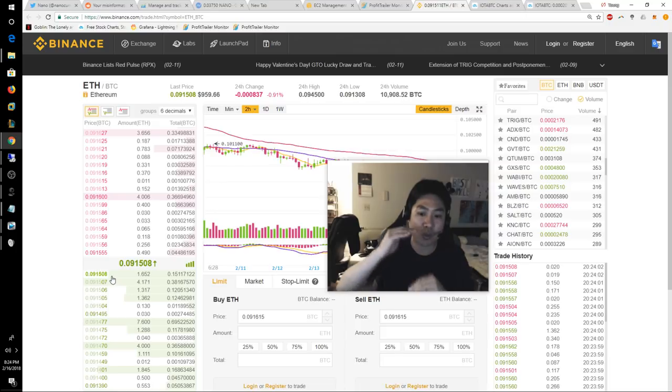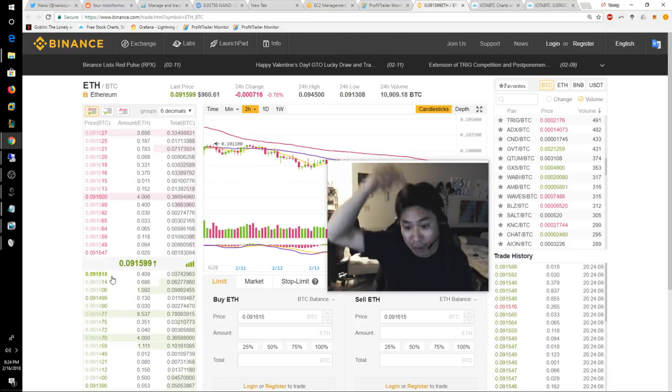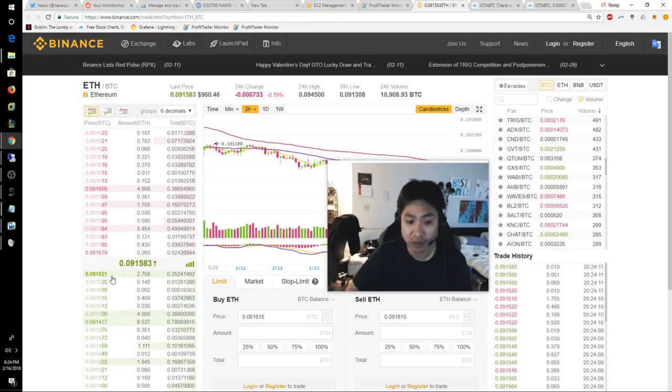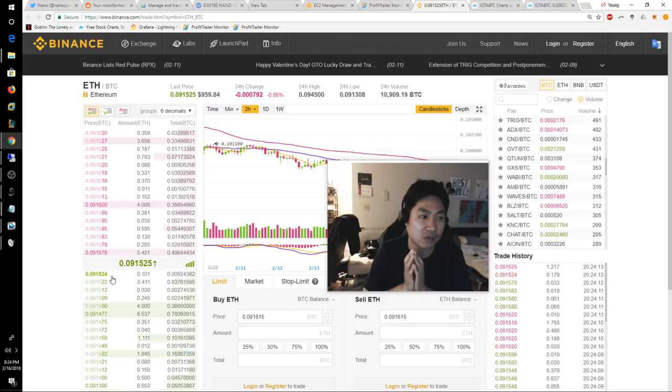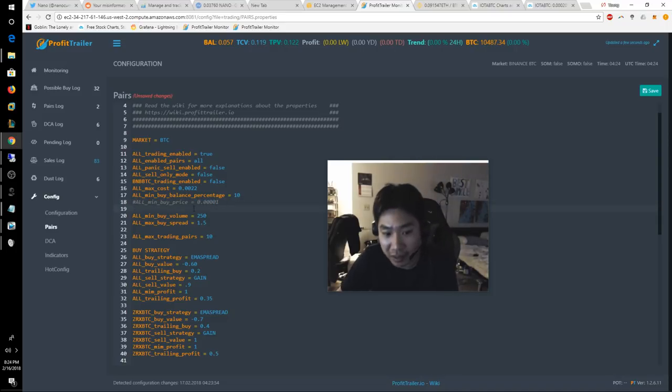There cannot be a difference of more than 1.5%, because anything with a difference of more than 1.5% is normally a huge pump going upwards, and then it's probably going to dump down later down the road. And you don't really want your bot buying into those things. Minimum buy price. I should really get rid of this, but I'll show what that means, because this value is set so low.